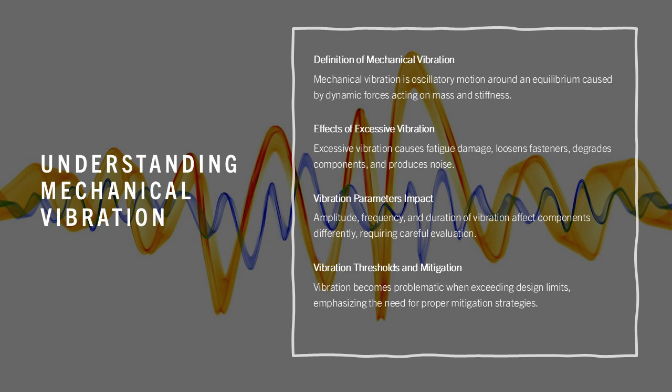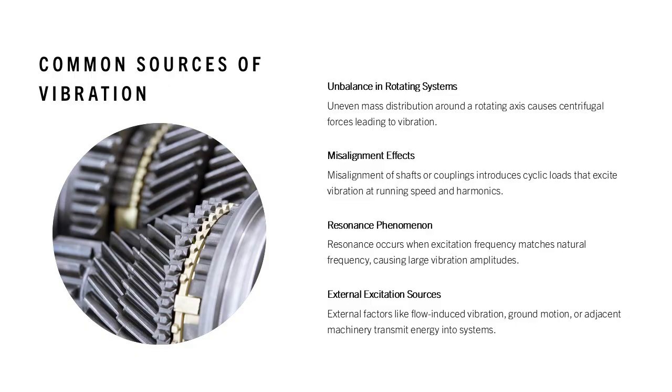Conceptual frequency response illustration showing how vibration amplitude varies with excitation frequency. This slide identifies typical sources of vibration encountered in engineering systems. Unbalance occurs when mass is unevenly distributed around a rotating axis, generating centrifugal forces. Misalignment between shafts, couplings, or bearings introduces cyclic loads that excite vibration at running speed and harmonics.